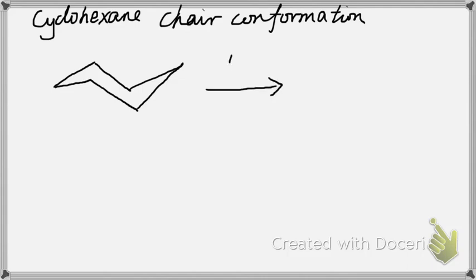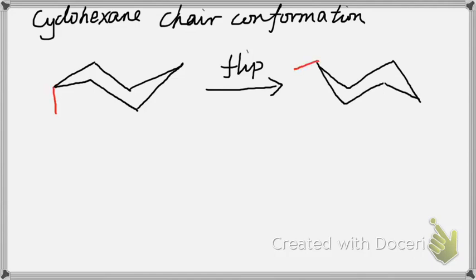In the chair flip, the axial position will become equatorial, while the equatorial position will become axial. So that's what has changed in this process. But what has not changed is that if the bond is going down, it's still going down after the chair flip. If the bond is going up, it's still up after the chair flip.